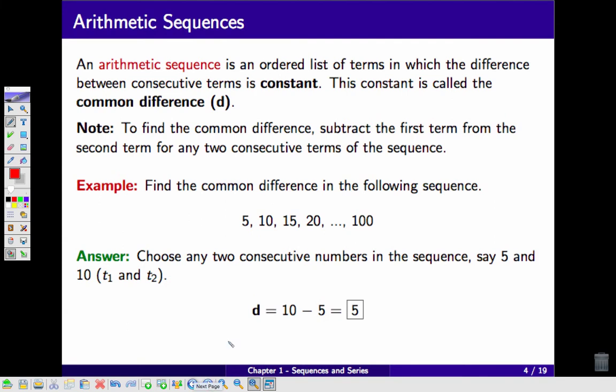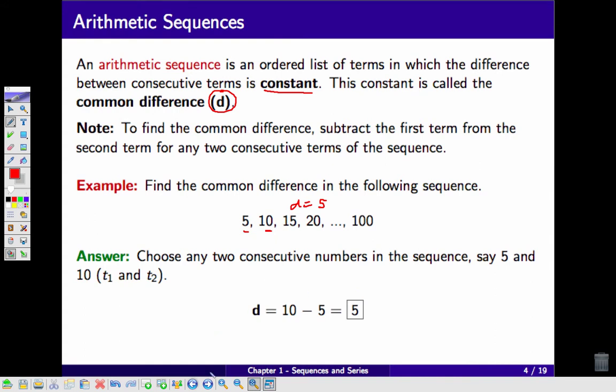An arithmetic sequence, as you should know, is essentially just an ordered list of terms where the difference between consecutive terms is a constant value. We're going to call that constant D for common difference. So if you look at the sequence below here, 10 minus 5 is 5, 15 minus 10, sorry, is 5, 20 minus 15 is 5. D here would be 5. Okay, actually as I've done below here.